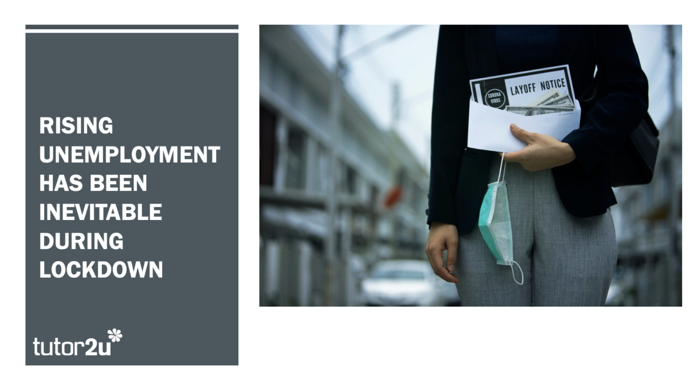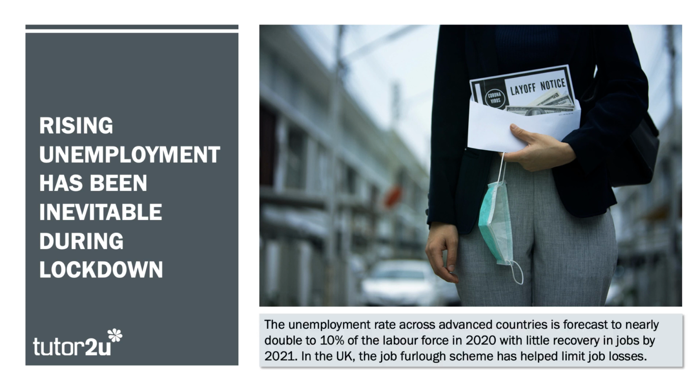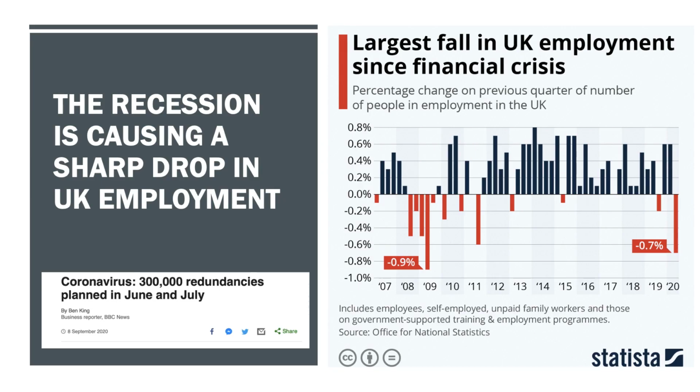We know that unemployment is rising in many countries. According to the OECD, the industrial high income countries are likely to see unemployment perhaps double to nearly 10% of the labour force in 2020. No obvious prospect of a significant improvement next year. Of course, the government had their furlough scheme designed to limit job losses.